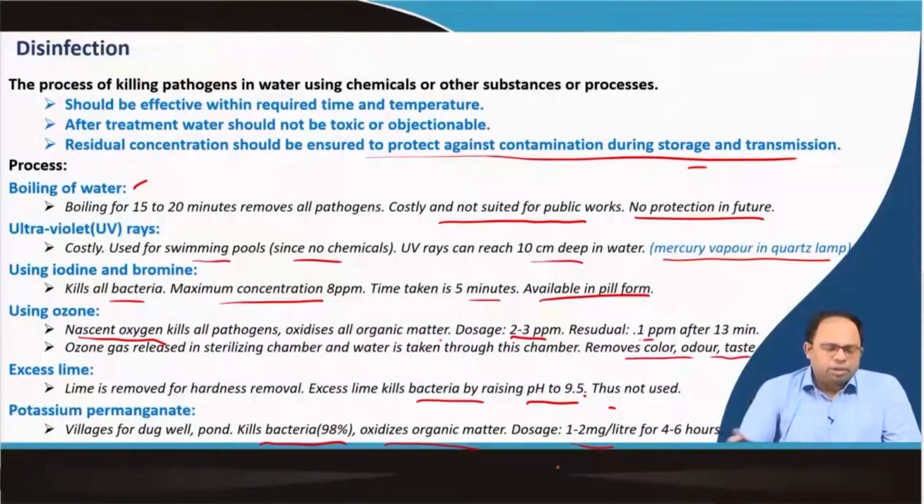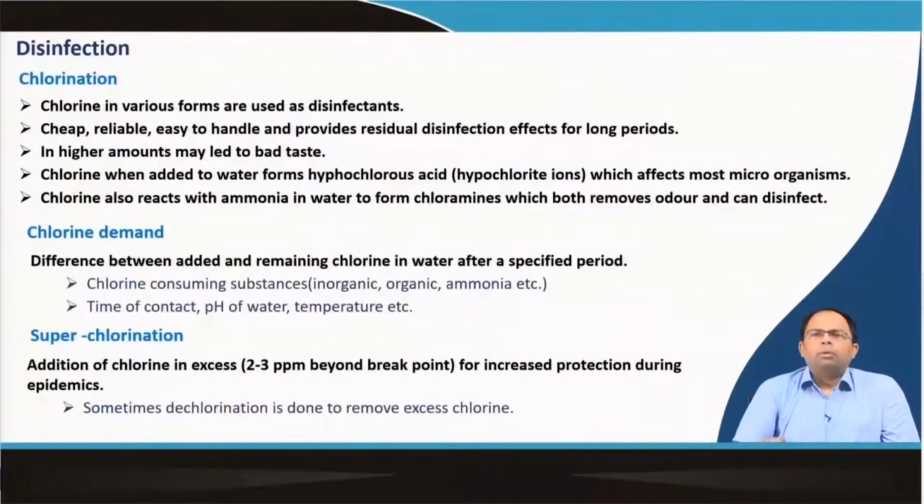So, these are the different processes, but the most common process that we use is chlorination. This is cheap, reliable, easy to handle and provides residual disinfection effects for long periods. So, this is one of the primary reasons why we use chlorine, and it is used in various forms, but if there is too much chlorine, it actually results in bad taste.